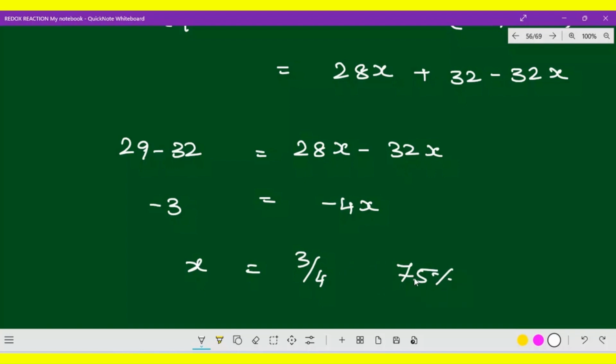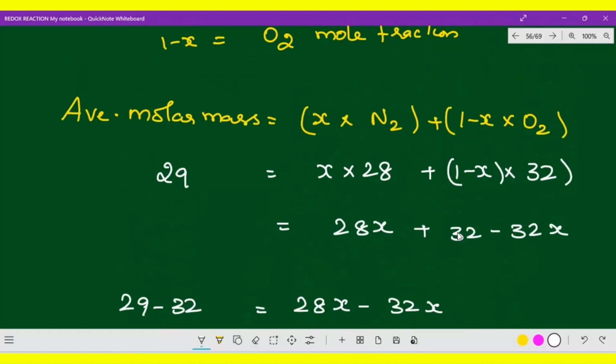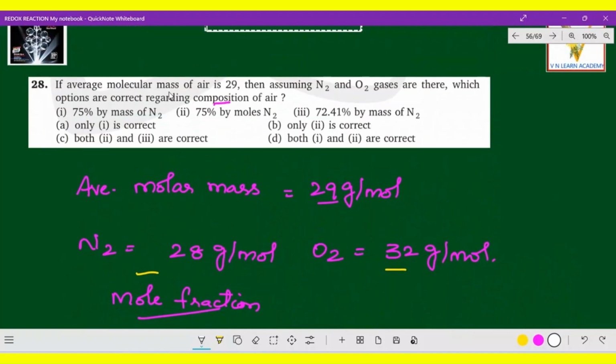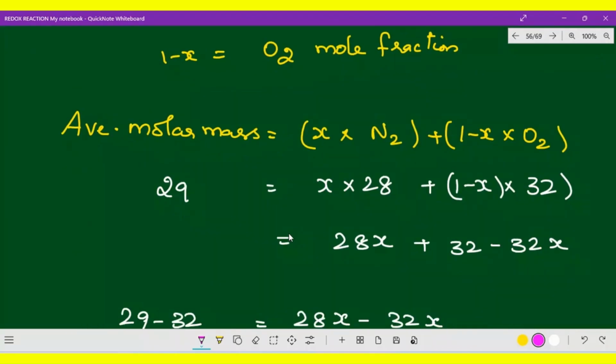When we go for percentage, it is 75% of moles only, because in the question they mentioned mass. Mass will not be the correct option. Why? Because they assume the molecular mass is 29 gram for the composition. The complete mass is only 29, so how is it possible to have 75% by mass? This will not be the correct option. 75% by moles of nitrogen? Yes, of course. Now let us check that.